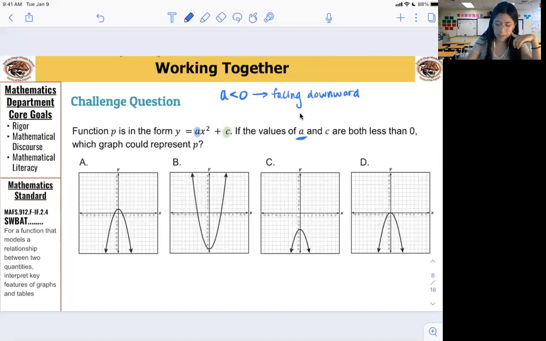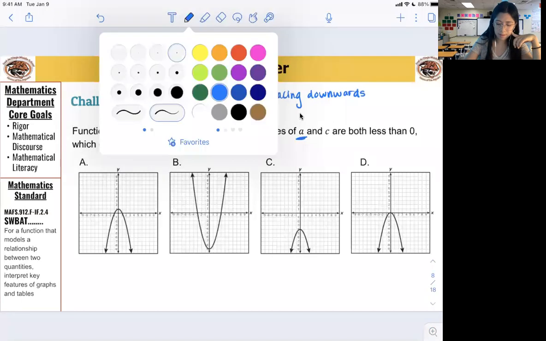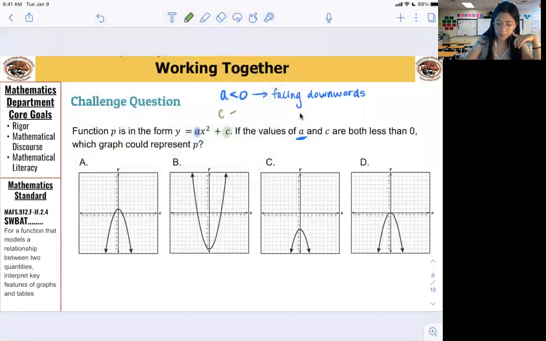Okay. What does the C represent? The coefficient? I mean, the y-intercept. The y-intercept. So if C is less than 0, that means that your y-intercept is going to be less than 0. What type of number is less than 0? Negative. So the y-intercept is negative. So take a look at where the y-intercept is located on all of these graphs. The y-intercept is the same as the vertex. It's at the same place as the vertex.